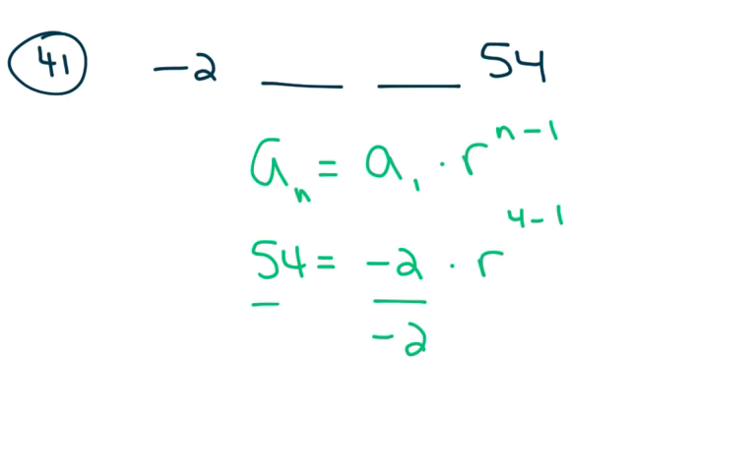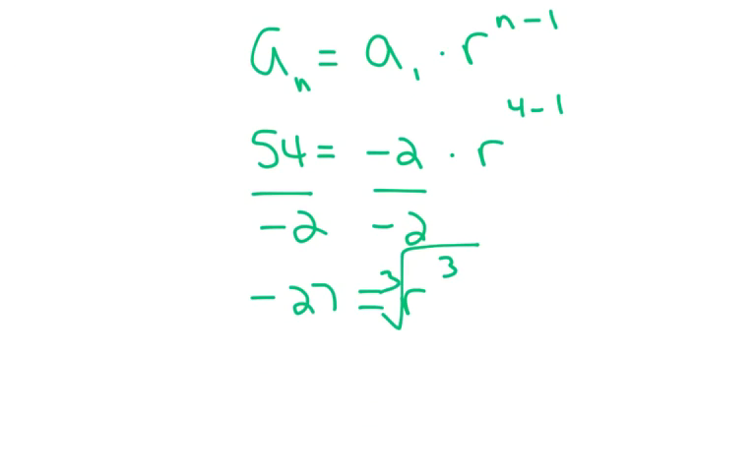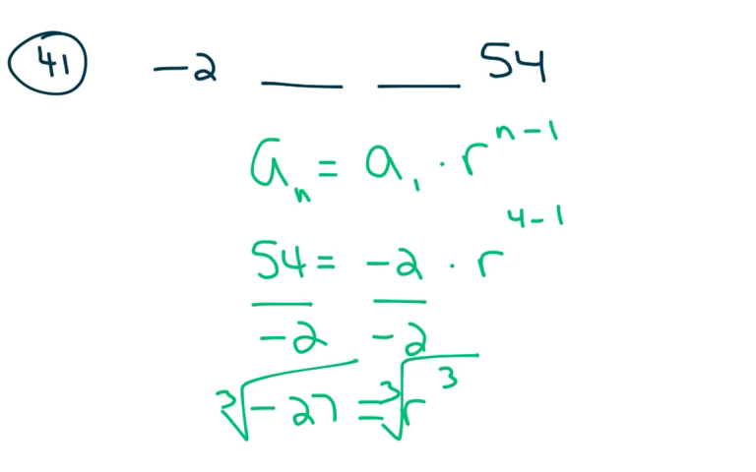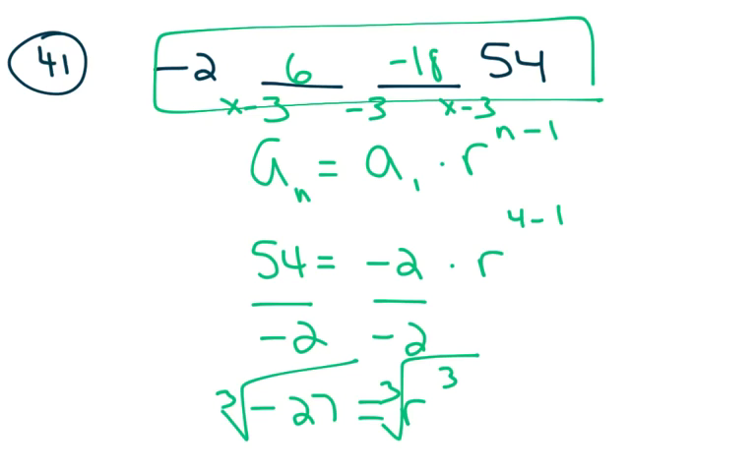We're going to first divide by negative 2. So negative 27 is going to equal r to the third power. And then we're going to cube root both sides. And the cube root of negative 27 is negative 3. That means we're multiplying by negative 3 each time. So negative 2 times negative 3 is 6. Times negative 3 is negative 18. Times negative 3 is 54.